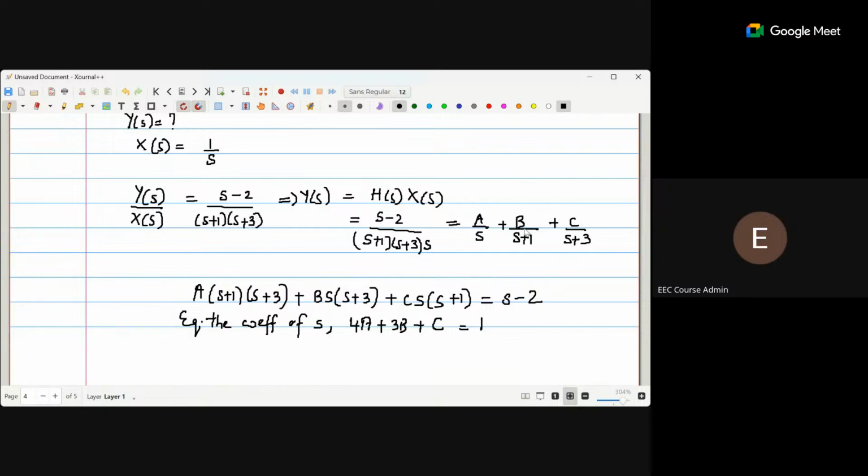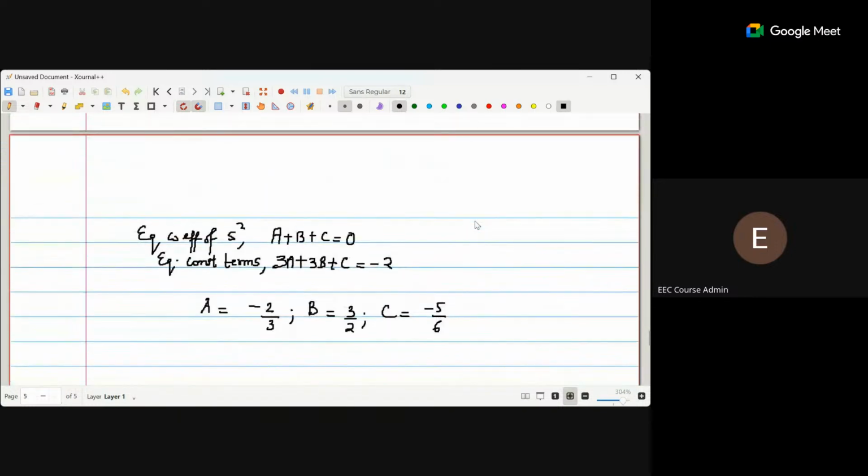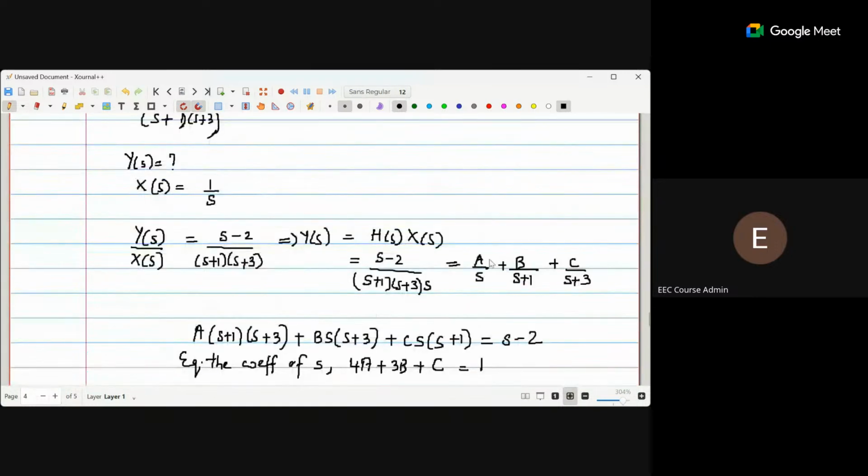So when you take the inverse Laplace transform to get y of t, which is the response of the system to the unit step input, it will be what was A? A was minus 2 by 3. So minus 2 by 3, the inverse of 1 by s, plus 3 by 2 into e raised to minus t, plus minus 5 by 6 into e raised to minus 3t.